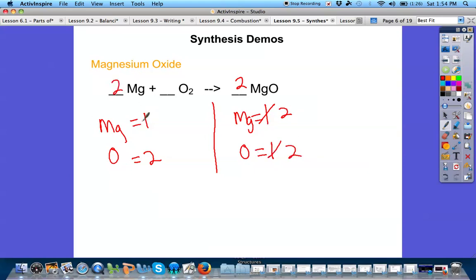Put a 2 in front of magnesium in the reactants, and that will give us 2. Everything's balanced, and we're going to put a 1 in front of oxygen. This is the second type of combustion reaction I was mentioning earlier in our last lesson. It does not have a hydrocarbon for the fuel. It has magnesium, but it's still burning in the presence of oxygen, and it's going to form magnesium oxide. So you can have a combustion reaction with a hydrocarbon, or you can have a synthesis combustion reaction where you have, in this case, a metal burning in the presence of oxygen to form one product.